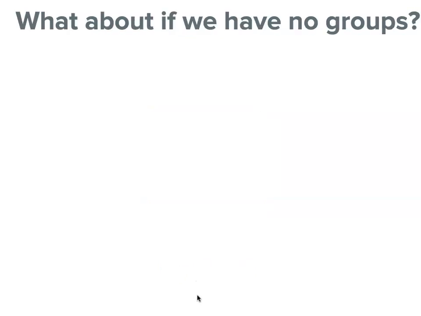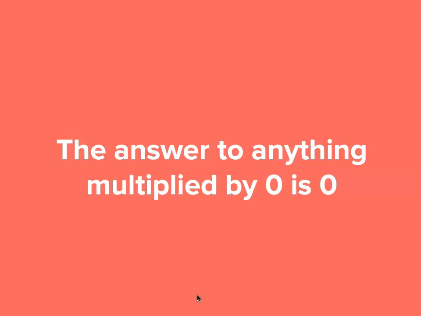What about if we had no groups at all? What can you see? We can see nothing. So the answer to anything multiplied by 0 is always 0.